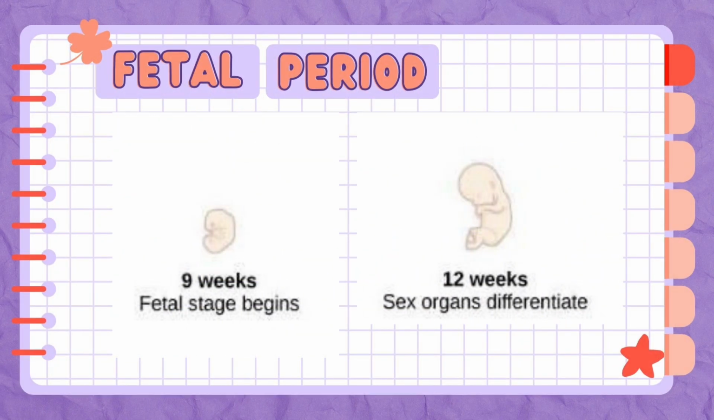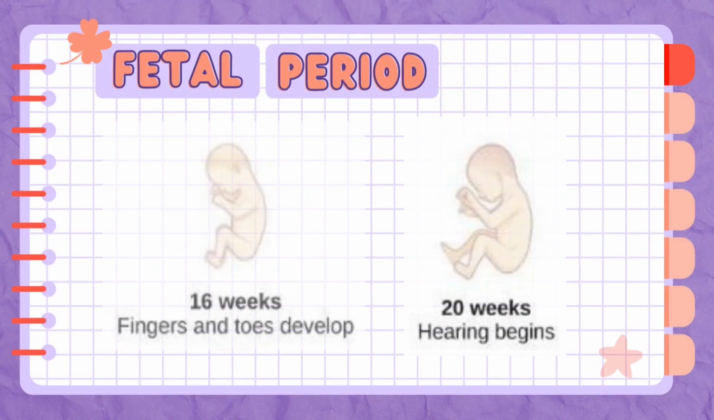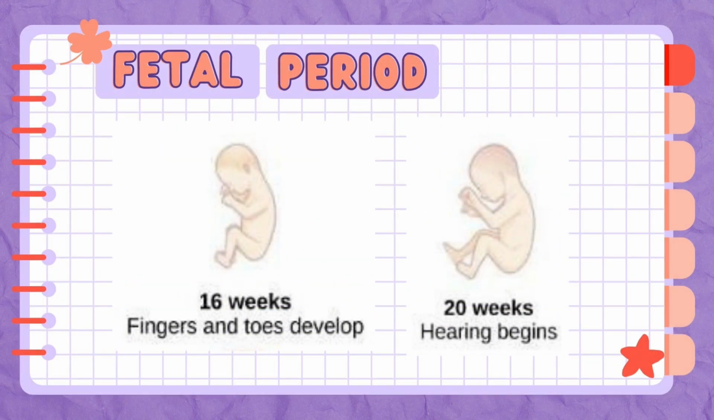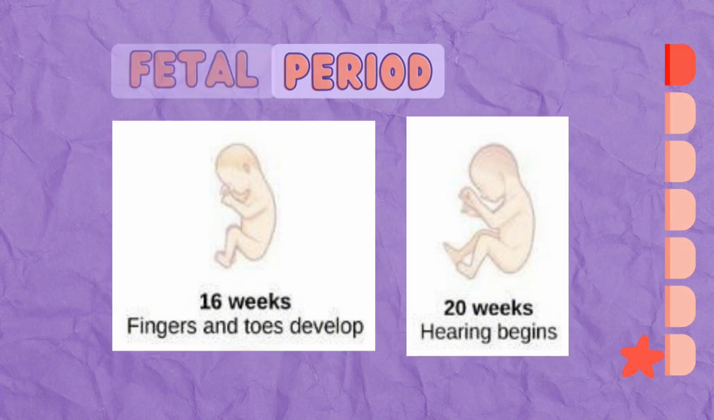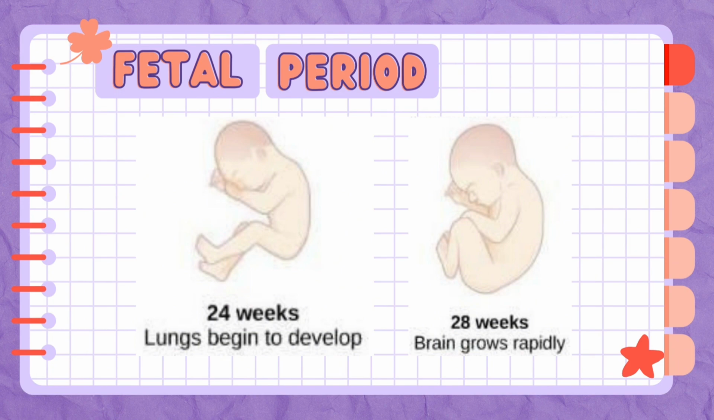Lastly, let's talk about the fetal stage, which takes place during 9 to 40 weeks of pregnancy. The fetal stage of development begins around the ninth week and lasts until birth. This is when the embryo officially turns into a fetus. The fetus' major organs and body systems continue to grow and mature, like for example in that picture, from 9 weeks to 12 weeks, 16 weeks, which is fingers and toes development, and up to 40 weeks, which is full-term development.